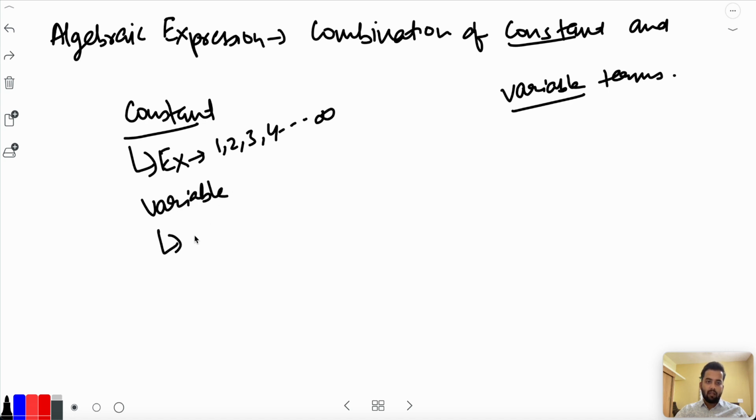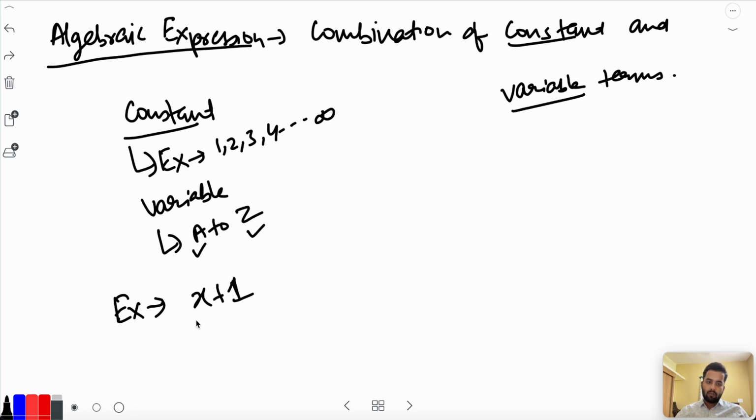And what is a variable? A variable is any alphabet like A to Z, whose value is not fixed. We can assume any value for it. So whatever alphabets we use, that is a variable term. Now for an example of an algebraic expression, assume one variable x and we add 1 here. This one is a variable, this one is a constant. It is a combination of both variable and constant, so that is called an algebraic expression.